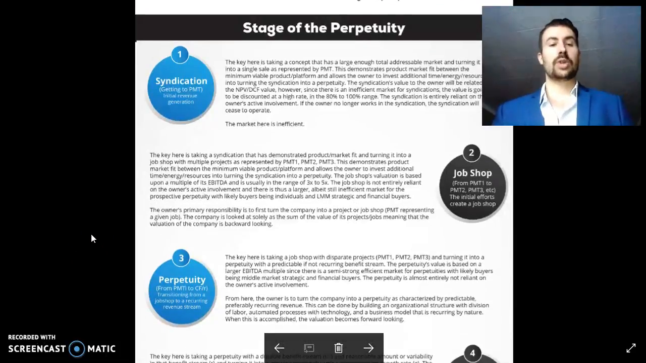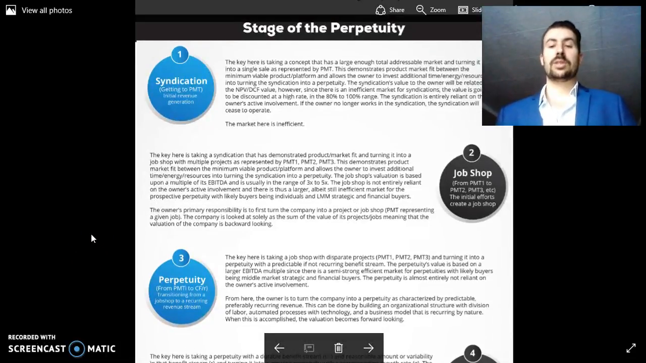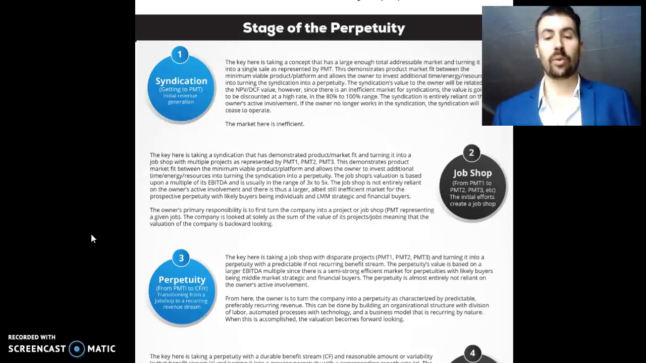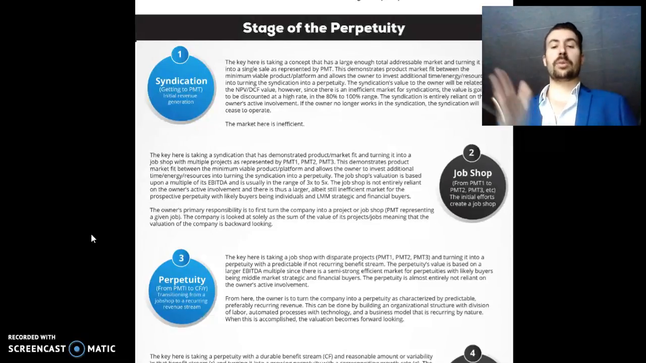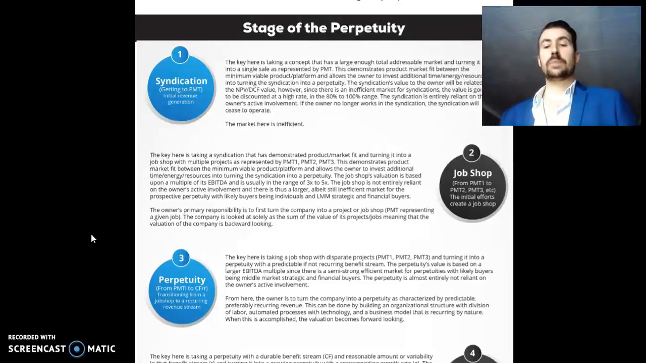As we move on to the job shop, this is a transition in terms of a formula from PMT1 to ultimately going to separate, disparate PMT2, PMT3. So this is the initial efforts to create a job shop. So the key here is taking a syndication that has demonstrated product market fit and turning it into a job shop with multiple projects as represented by PMT1, PMT2, PMT3.